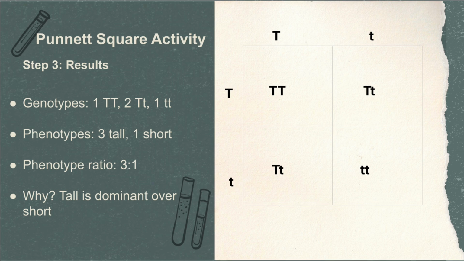And for anyone who might have any confusion, I like to remember that if you just see a capital T, that means that it's going to be the dominant trait, which is tall, because capital T is dominant and lowercase t is recessive. So capital T and lowercase t is going to still be tall.